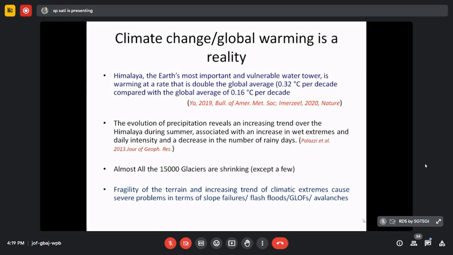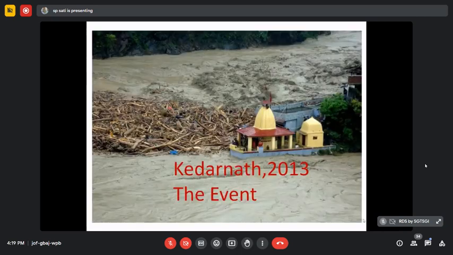For example, this Karakoram anomaly, we will not discuss much about this. The fragility of the terrain and increasing trend of the climate extremes cause severe problems in terms of slope failures, flash floods, GLOFs, and avalanches. These are the things which are related to climate change and its impact on the Himalaya actually.